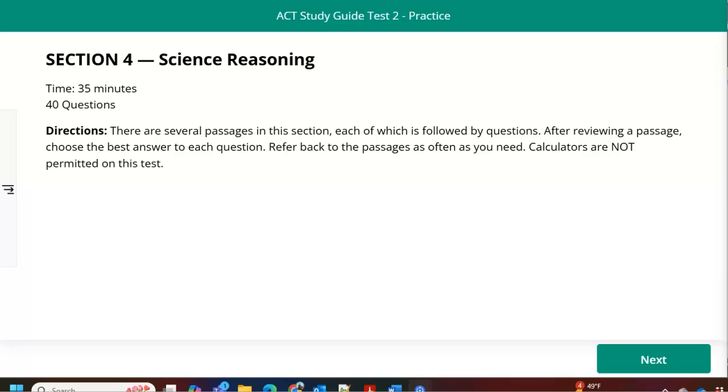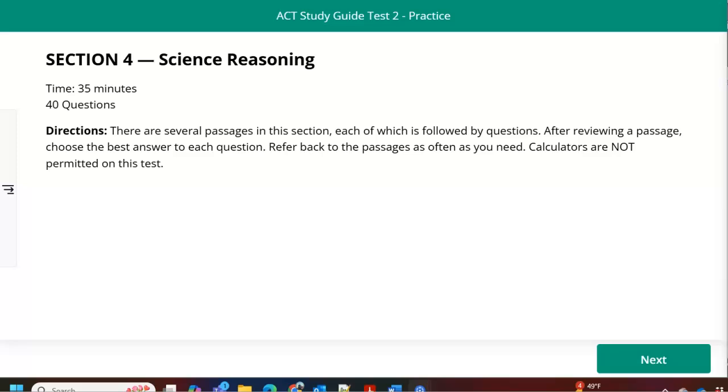Normally you'd have 35 minutes to do 40 questions. Directions are there are several passages in this section, each of which is followed by questions. After reviewing a passage, choose the best answer to each question. Refer back to the passages as often as you need. Calculators are not permitted on this test.